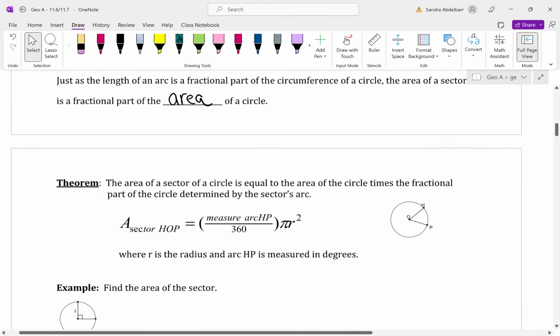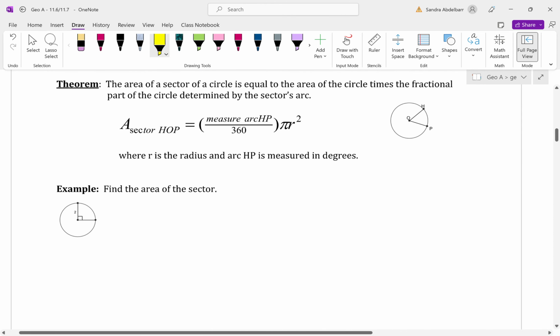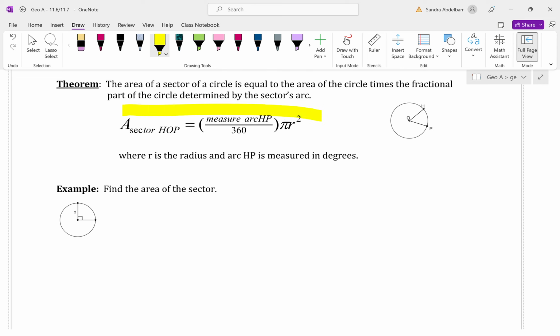So how? Here's a formula to add to your formula sheet. Area of a sector. You're going to do the measure of the arc over 360 times the area of the circle, which is pi r squared.